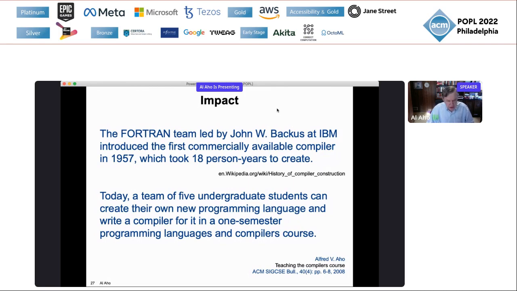I should also mention that in the 25 years that I taught the compilers course at Columbia, never did a team of students fail to deliver a working compiler for their innovative programming languages. I attribute this success to the tools, abstractions, and algorithms that we documented in the Dragon books, and to the software engineering process that I learned working 30 years at Bell Labs.